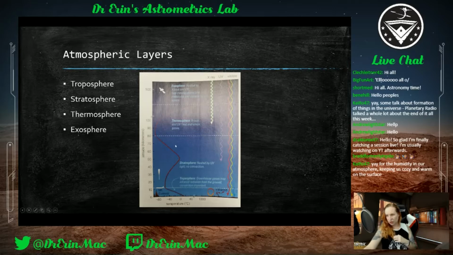Then we get to the thermosphere. And so now we have X-rays and ultraviolet heating up and ionizing gases. So there's even more energy being pumped into this here. So this is where X-rays are mostly absorbed. And then the temperature does start to drastically increase the higher up you go. And then we get to the exosphere.